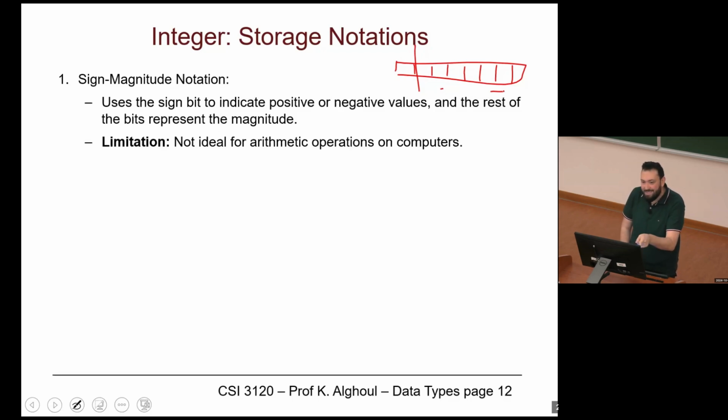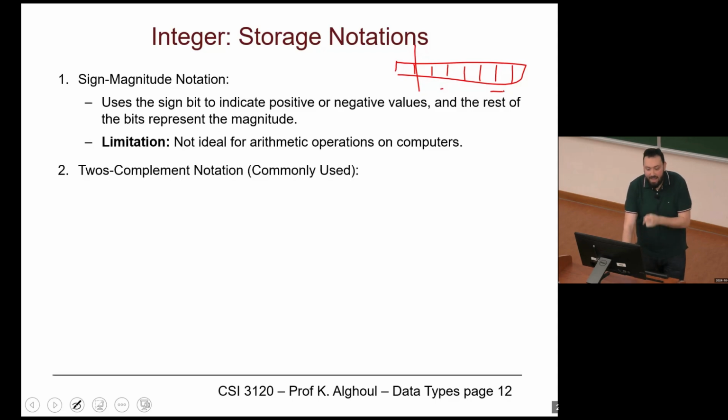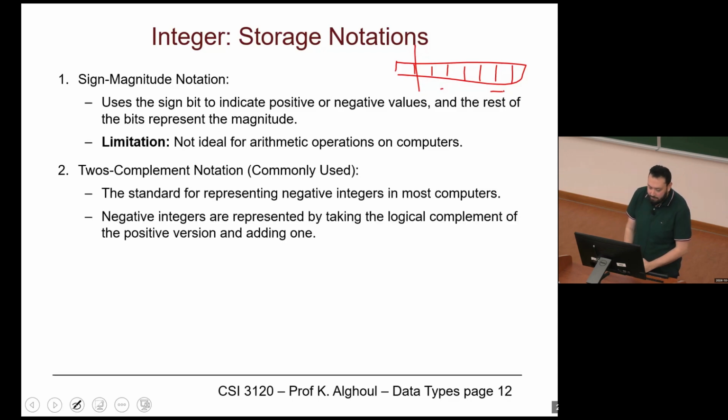So what is the most widely used one? Not the sign magnitude notation. Did you cover this in another class? What do we do usually? No, we're going to go for the floating, but even for the integers. Actually, it's called two's complement notation, where we're going to flip the bits. So how? Let's see it.